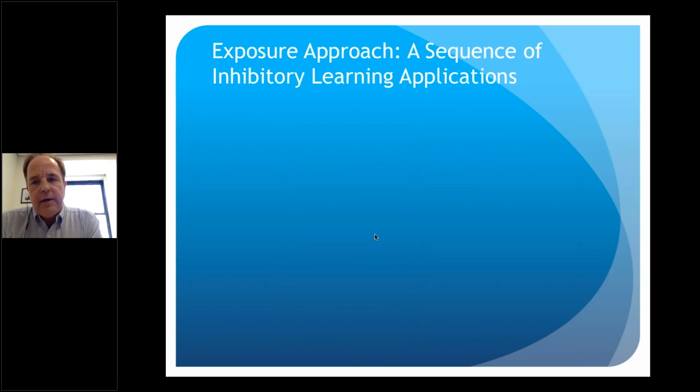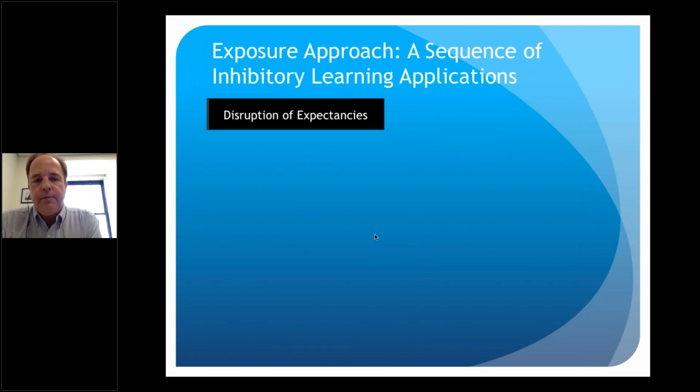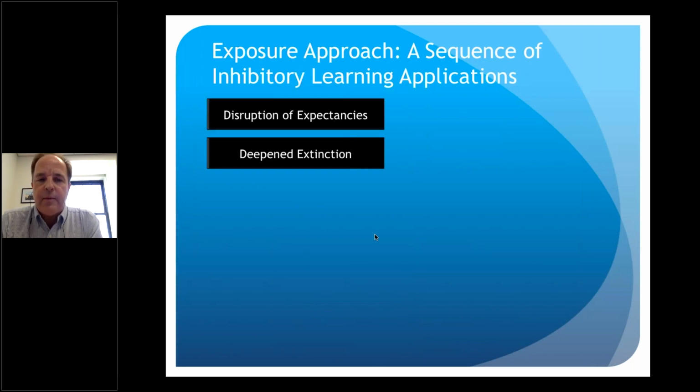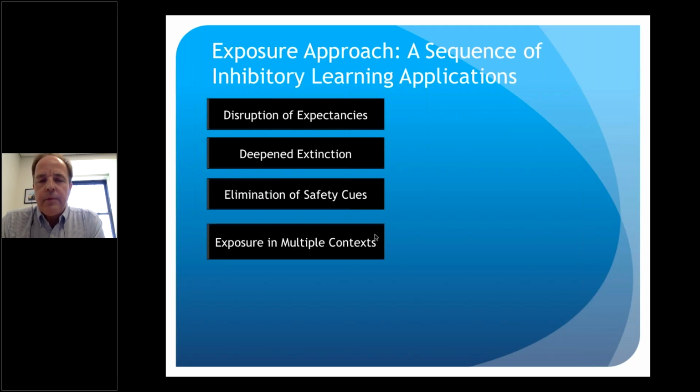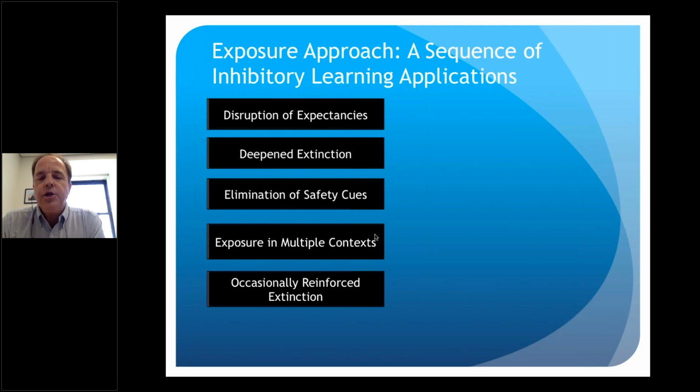So how do we go about treating this using the inhibitory learning perspective? So one of the things that we did was we disrupted expectancies, and we practiced a lot of things around deepened extinction. We also worked on eliminating safety cues, which I'll illustrate in a moment. We then went to exposure in multiple contexts, and then we had occasionally reinforced extinction.